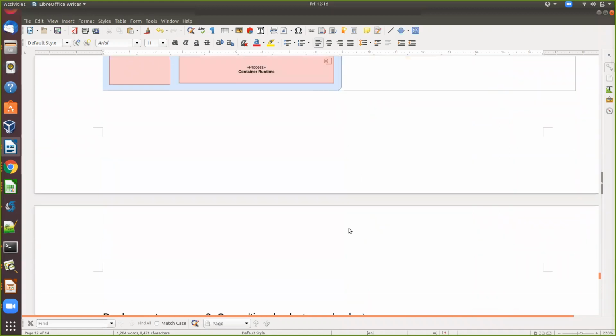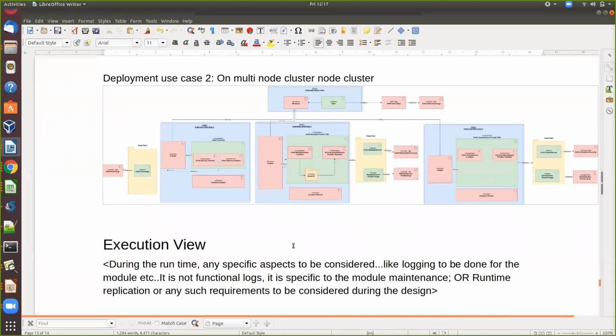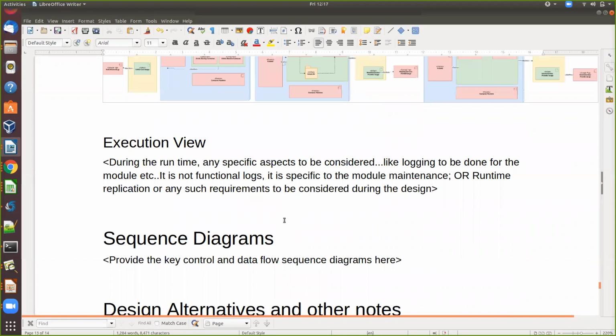Similarly, this diagram is not very clear because it's very big, so we will share a link on how to see it. This is a multi-node deployment. This is another possible deployment where the individual things might go to different nodes. Basically, the layout of the services will remain the same, but it might be distributed across different nodes. That's all we have at the moment.